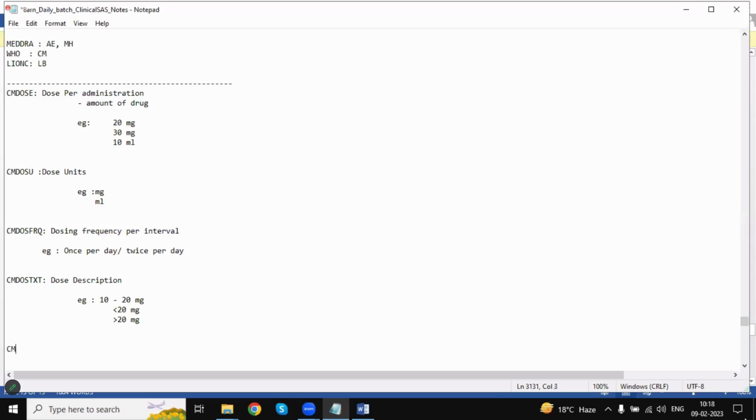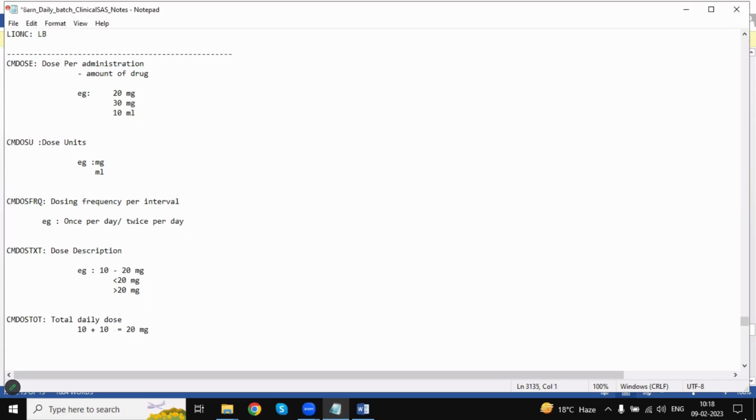Okay, CM dose total. Total daily dose. So in a day, how much total dose is being taken? For example, the subject takes a 10 mg tablet twice per day. Twice means 2 times, so 10 plus 10. So he's taking 20 mg. In a day, a total of 20 mg is taken. This total amount will be captured in the CM dose total variable.